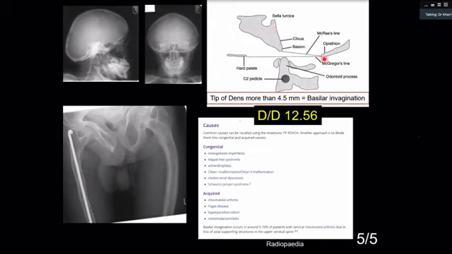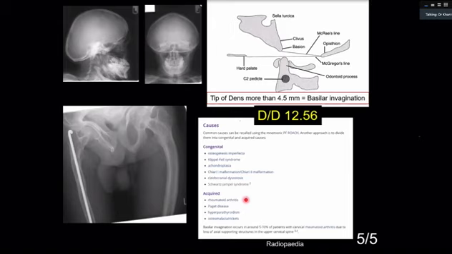Now, if you draw a line from this point, which is the posterior inner border of the foramen magnum, towards the hard palate here, the tip of the dens should not be more than 4.5 millimeters superior to that. And when it is more than that, we call it basilar invagination. Now, basilar invagination can have various kinds of causes, congenital as well as acquired.